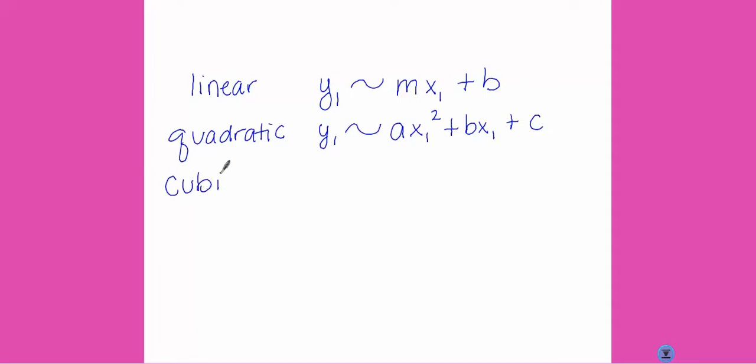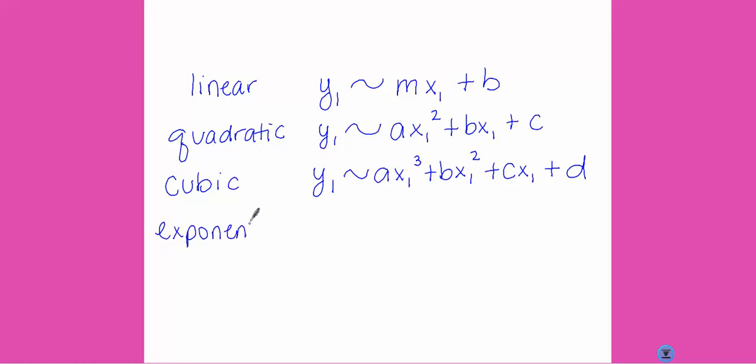Cubic, this one's a long one, y sub 1 is approximately ax sub 1 cubed plus bx sub 1 squared plus cx sub 1 plus d. And finally, our exponential, which you already saw was y sub 1 is approximately a times b to the x sub 1 power.